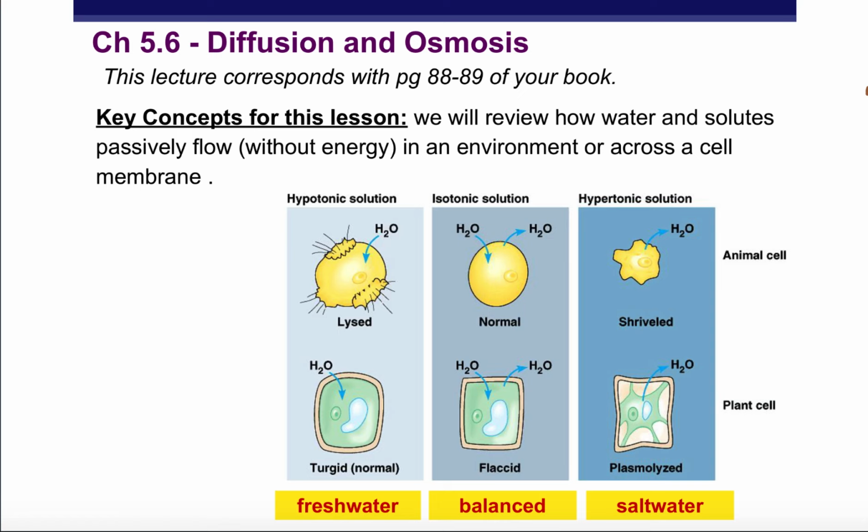Hi everyone, this is a lecture for chapter 5.6, which covers diffusion and osmosis, which is a core concept on how material is transported in and out of the cell. This corresponds to pages 88 through 89 in your textbook, and we're going to review how water and solutes passively flow, meaning without the assistance of energy, in and out of the cell and in and out of the environment.